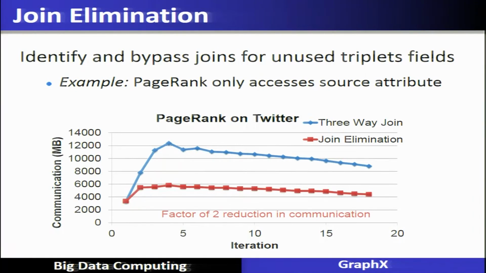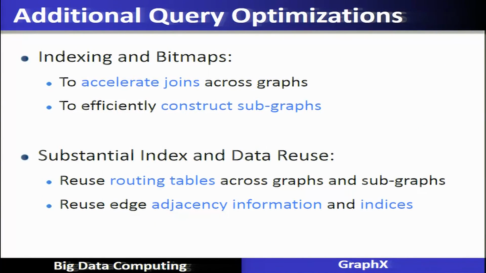Similarly, in this particular way, we have eliminated the join, identifying and bypassing the join for unused triplet fields. So even PageRank only accesses the source attributes. Therefore, there is a factor of 2 reduction in the communication due to the join elimination, and you can see the communication is quite reduced.